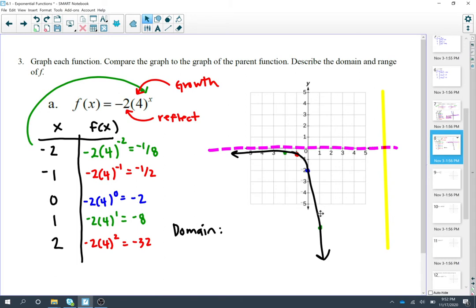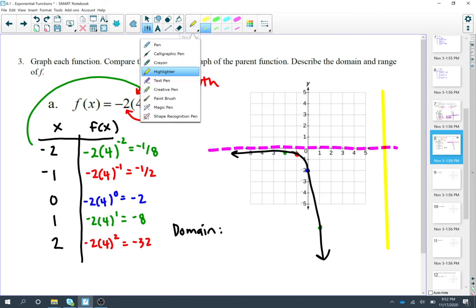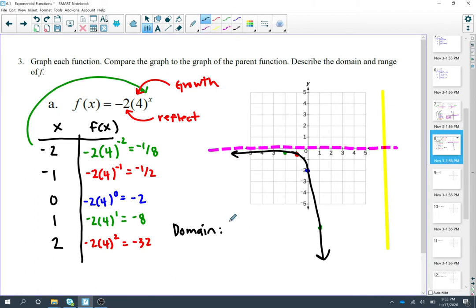This is at 0, this is at 1. At 2, we're down here at -32. If we substituted 3, we'd have a value. 4, we'd have a value. So it's still going. It's just getting really steep. So your domain, the whole way left to the whole way right. So all real numbers. Or you can say -infinity to infinity. Now, range. Keep in mind, your range is low to high.